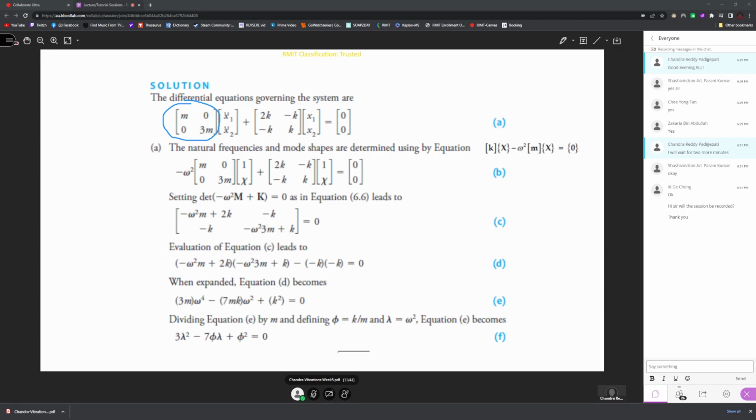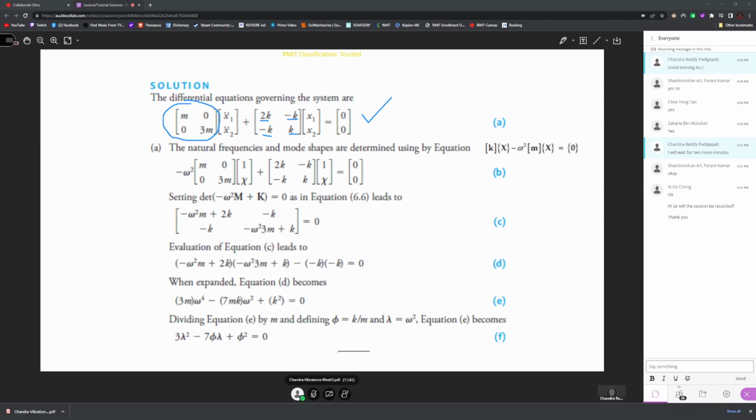Here the 2k comes from K1 plus K2. Both stiffnesses are K, so we can write 2k. Here minus K2 is minus K, and minus K2 is minus K. Here K2 plus K3, K3 is not there, so only K, followed by the displacement matrix. This is how you can straight away write the equations of motion in matrix format. That is the main advantage.